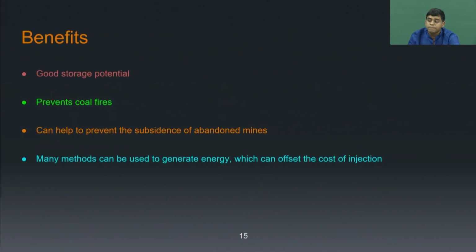Now the benefits of this method are several. First of all, it has a good storage potential going forward. It also prevents coal fires that are a particular problem for abandoned coal mine sites. It can also prevent the subsidence of the abandoned mines, like the abandoned goaf that we mentioned. Now this is because the CO2 is under pressure under there, and it supports the cap rock that is present above the free space that it has occupied. A lot of these methods can also be used to generate energy for human consumption, and due to this the costs of injection could be offset.